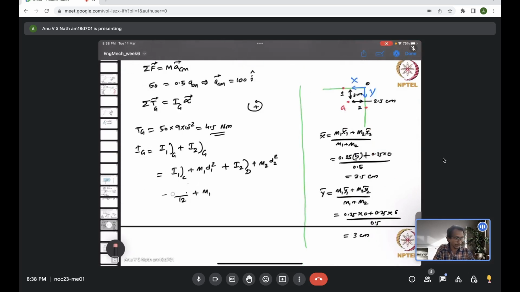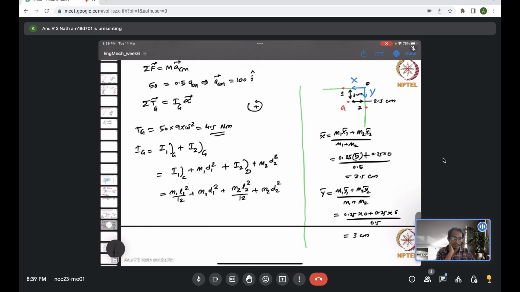You can substitute them here. So it's m1 L1 square by 12 plus m1 D1 square plus m2 L2 square by 12 plus m2 D2 square. Okay, so here all of the quantities are known.